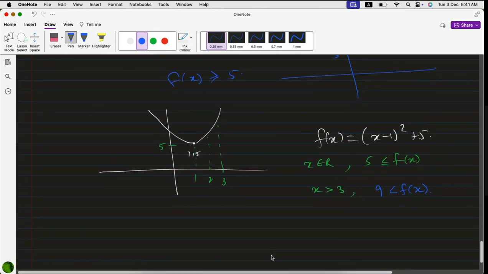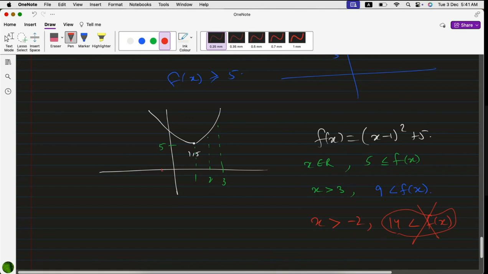If in the same scenario it says that x is greater than minus 2, what will be the range? So we would put minus 2 as x, so minus 2 minus 1 is minus 3, squared is 9, plus 5 is 14. So you're saying we will have this as the answer? Yes. Now see, this is not the correct answer.